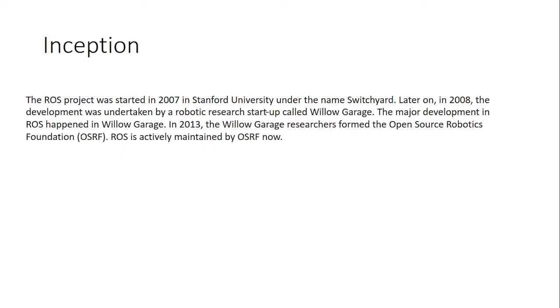The ROS project, the creation of ROS, was started in 2007 at Stanford University under the name Switchyard. Later on, in 2008, the development was undertaken by a robotic research startup called Willow Garage. Then the major development in ROS happened at Willow Garage. In 2013, the Willow Garage researchers formed an open source robotic foundation, OSRF. ROS is actively maintained by OSRF right now.